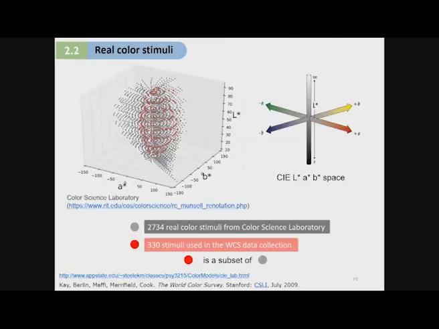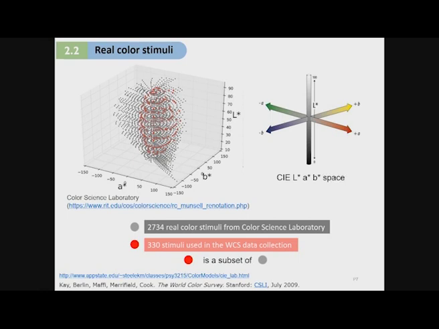So let's go over the model. First, instead of the Munsell chips, which only contain 330 color stimuli, we adopted a rich set of color stimuli from a psychophysics study, which examines the human eye's perception of different colors. You can download this dataset from this website. These 2,734 color stimuli are distributed in the CIELAB space like this.